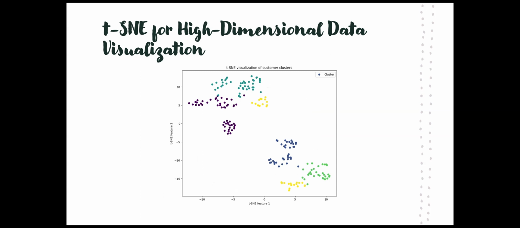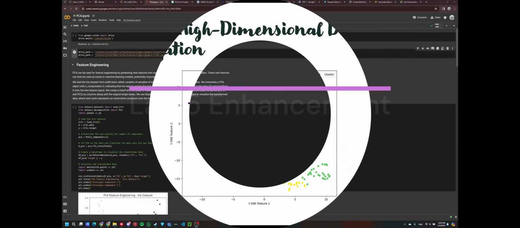Finally, we leverage T-distributed stochastic neighboring embedding, or TSNE in short, which is particularly well suited for visualizing high-dimensional data. This technique allowed us to observe the data in a compressed form while maintaining the relative distances, thus ensuring that we can visualize complex structures hidden within our data.